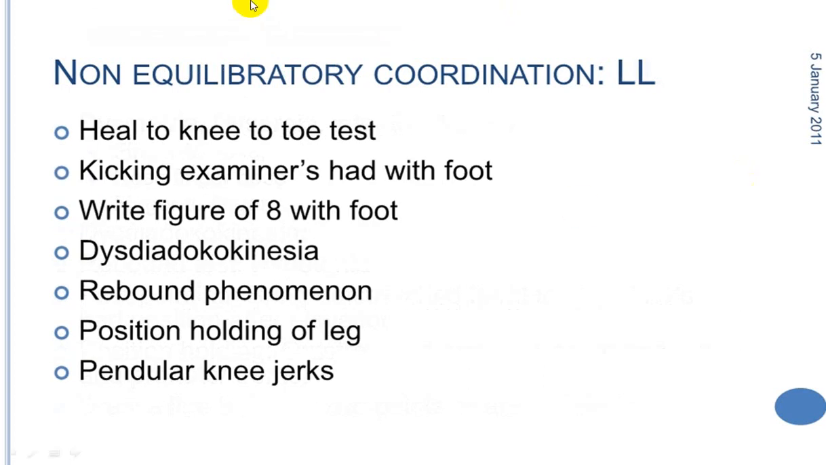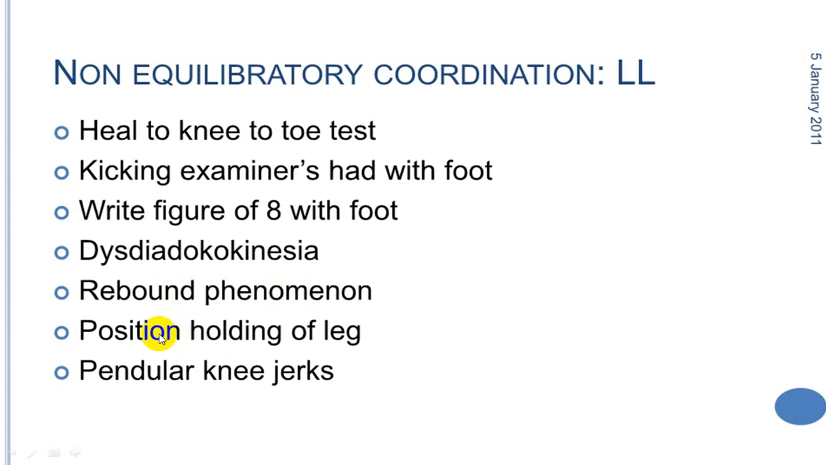In the lower limb, you can do the heel to knee test or heel to knee to toe test, kicking the examiner's hand with the foot, and writing figure 8 with the foot. You can do dysdiadochokinesia in the lower limb. You can also look for the rebound phenomenon in the lower limb.